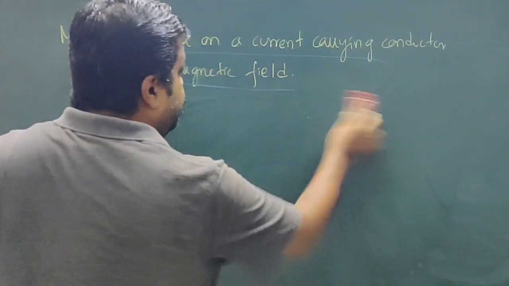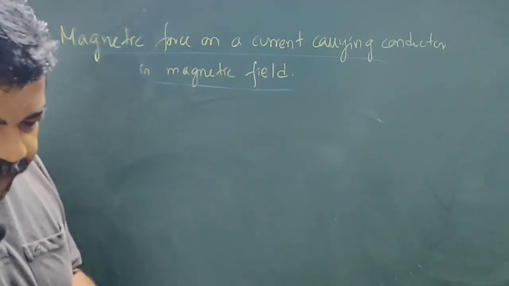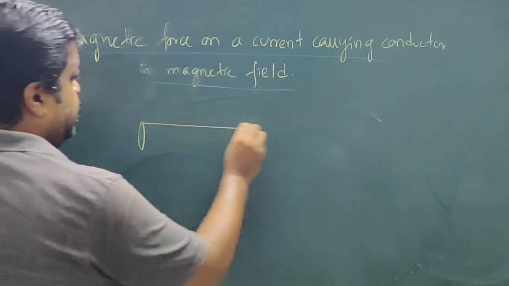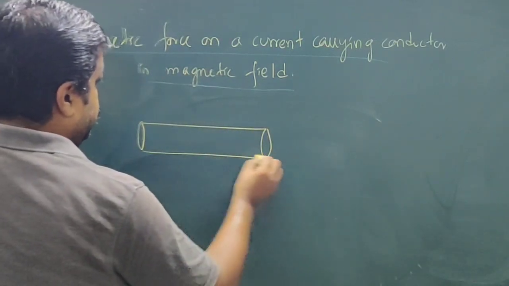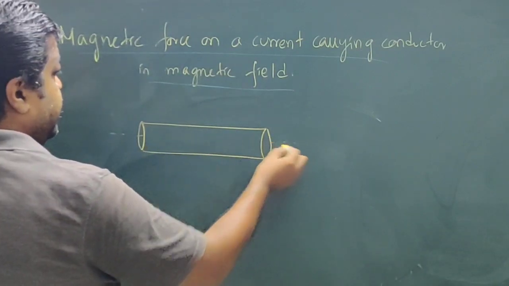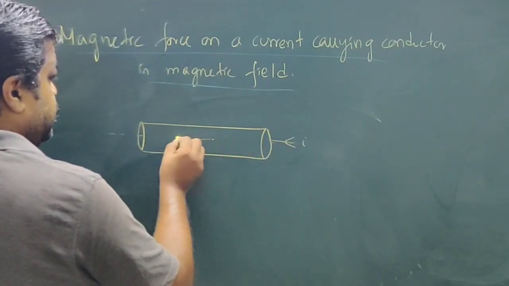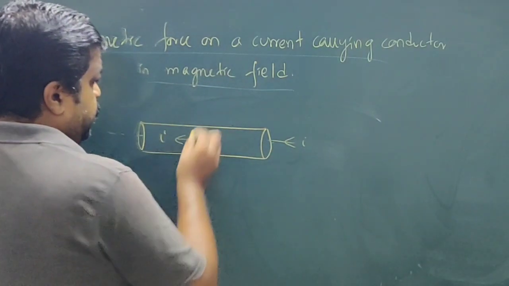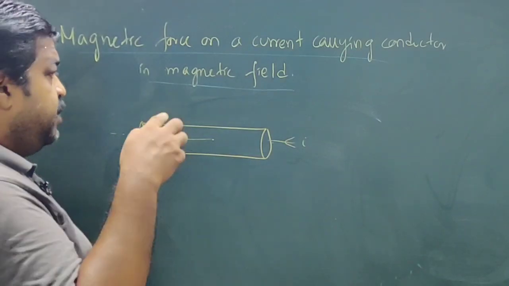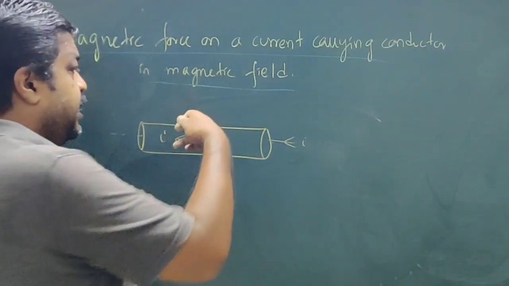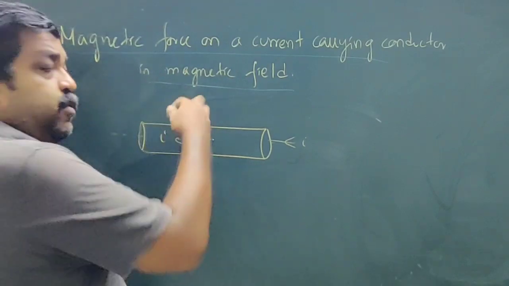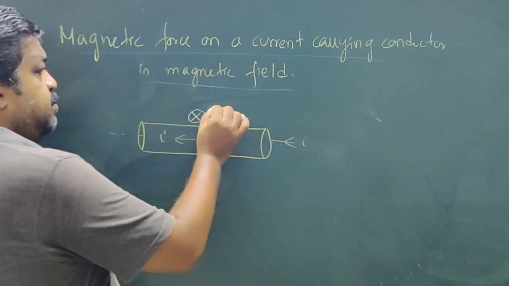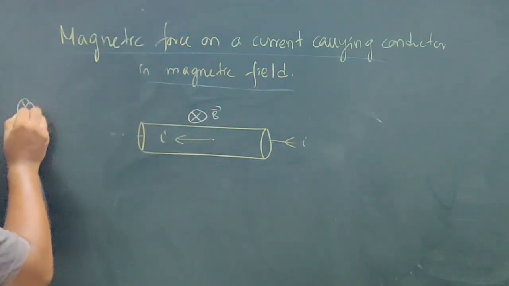Okay, so suppose we have a conductor. This conductor is carrying current, so here current I is coming. Now suppose the magnetic field is perpendicular to the plane of the board and it is directed inward. Inward field will be represented by a cross. This is the magnetic field. This cross means inward.